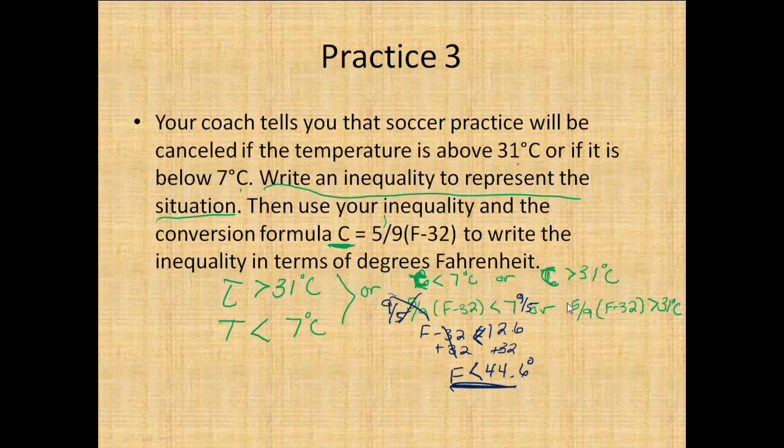Now do the same thing over here. I need to multiply both sides by 9/5, and when I do that, I end up getting 55.8. This side cancels out, so I'm left with F minus 32 is greater than 55.8. Again, add that 32 over, and on the left side I'm going to be just left with the F because my 32's cancel each other out, and on the right side I'm going to have 87.8 degrees Fahrenheit. So now my inequality in terms of Fahrenheit looks like that.